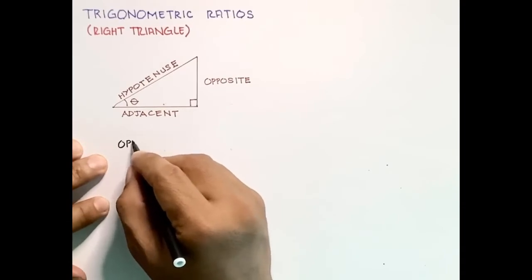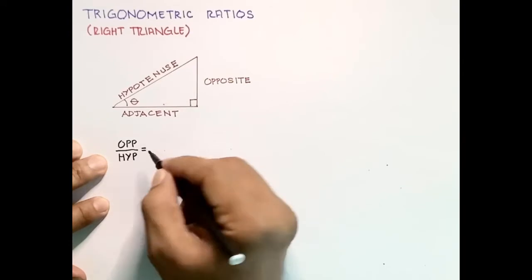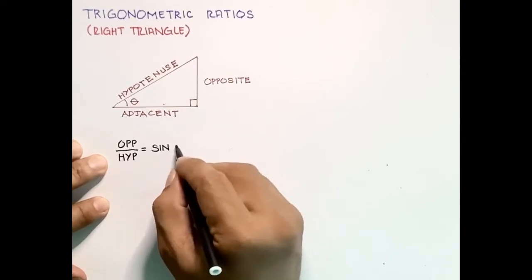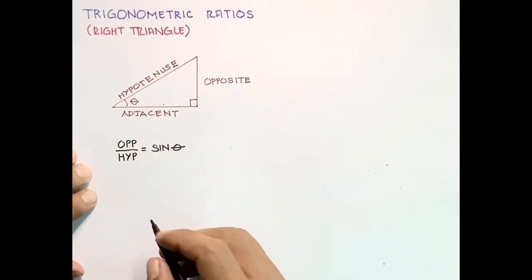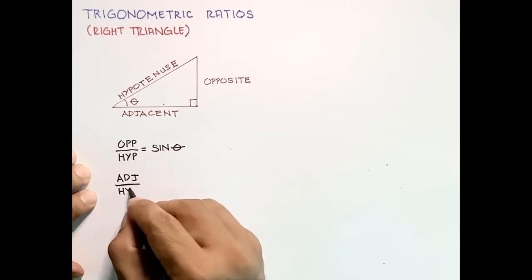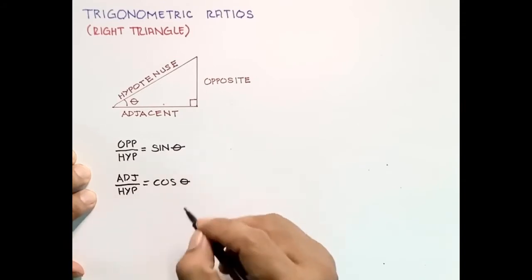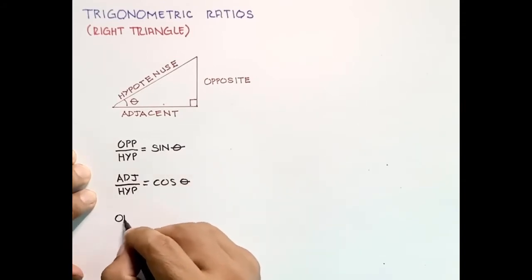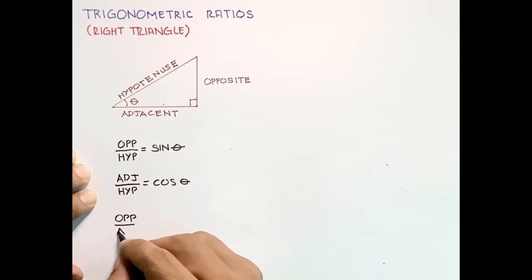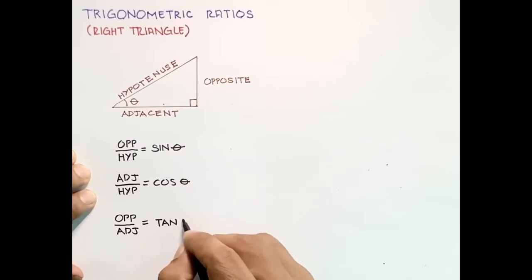So here are the trigonometric ratios. Opposite side over the hypotenuse side is equal to sine theta. And then adjacent side over the hypotenuse side is equal to cosine theta. And then opposite side over the adjacent side is equal to tangent theta.